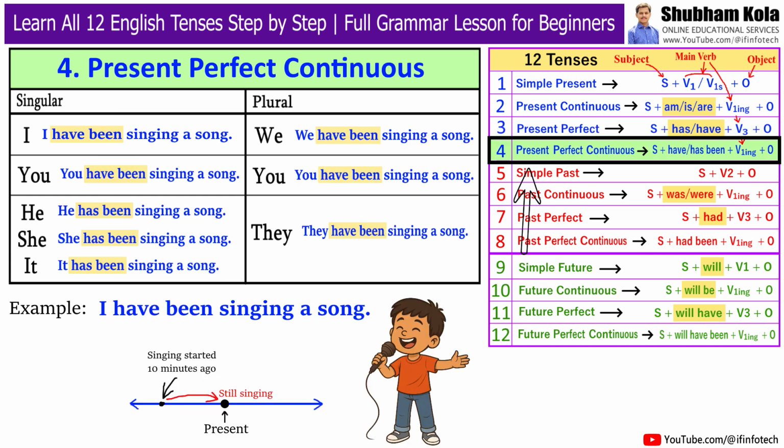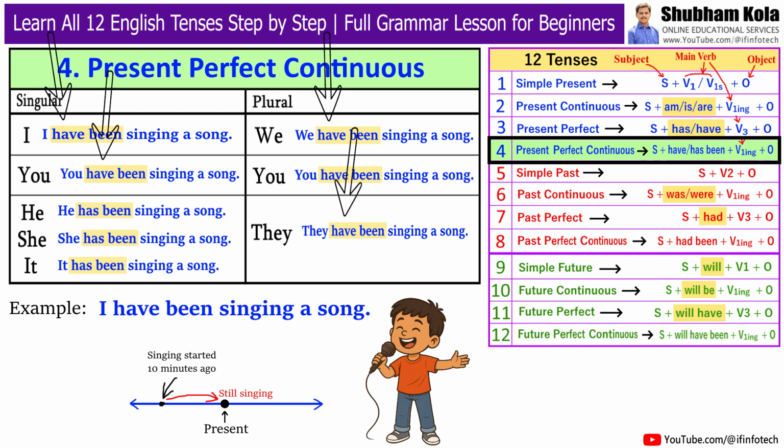Now the fourth tense is present perfect continuous tense. Suppose I started singing 10 minutes ago and I am still singing. Then I'll say I have been singing a song. This shows the action started in the past and it is still continuing.